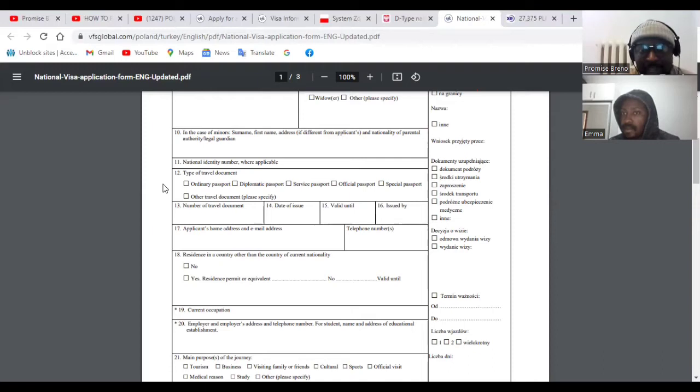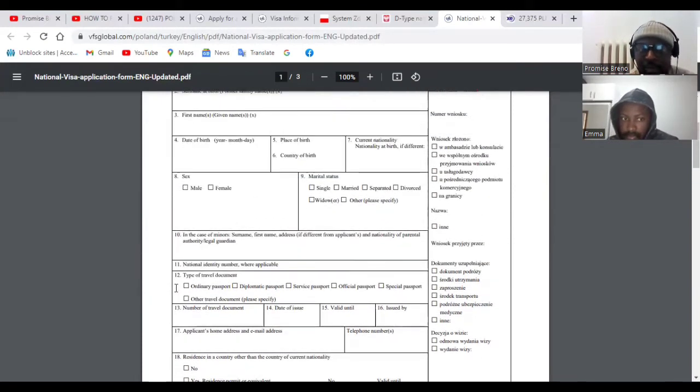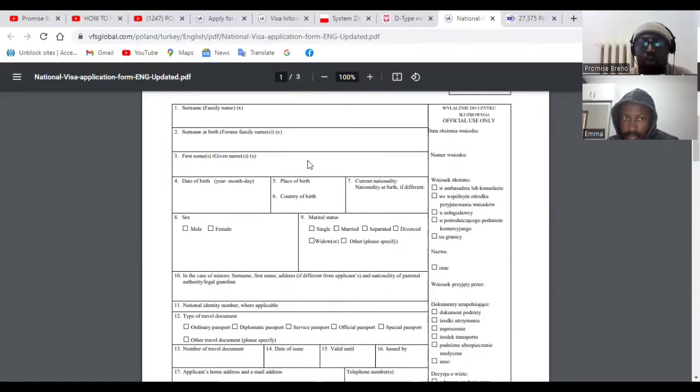You must not fill all the blank spaces. You must not fill everything. Filling everything will give the embassy more information about yourself. But the compulsory parts that you must fill are the ones with this asterisk. What does it profit you filling these ones if you don't fill your name and date of birth? How would they know?